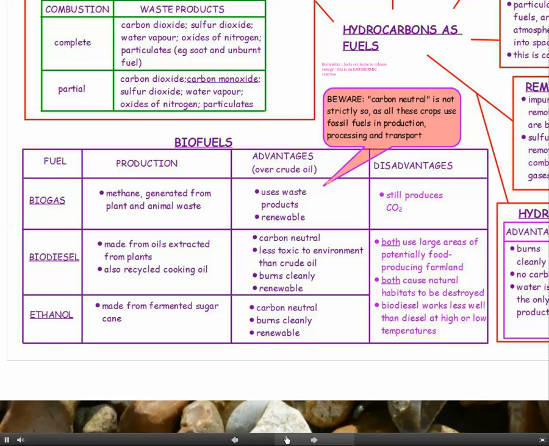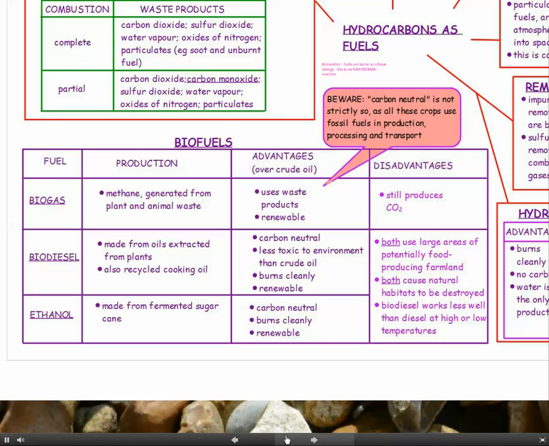Now, both of these biofuels do have their disadvantages. They both use large areas of potentially food producing farmland. So we're using farmland to produce fuels instead of feeding the world's population. They both cause vast tracts of natural habitat to be destroyed, and biodiesel doesn't work perfectly at very high or very low temperatures, so it's not as effective as diesel if the weather is very hot or very cold.